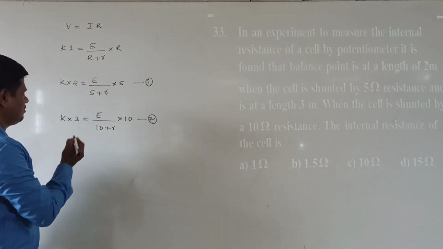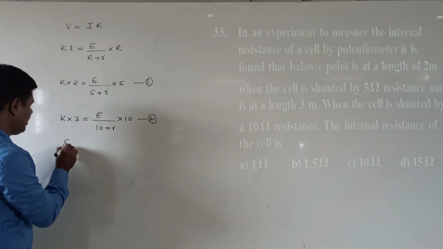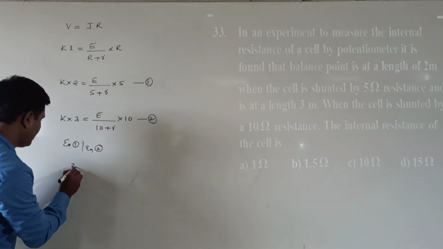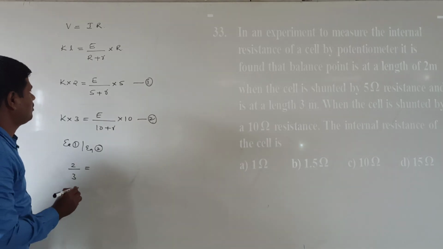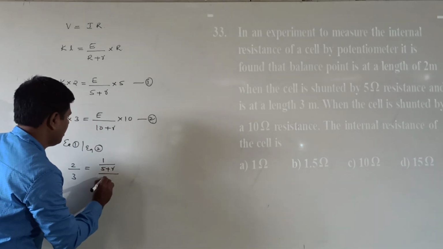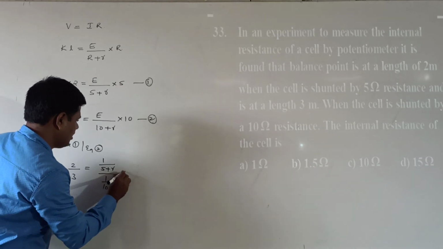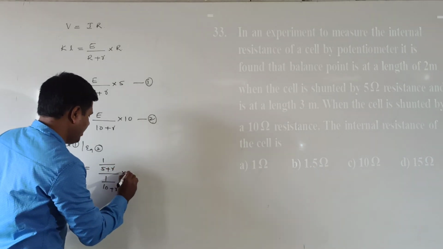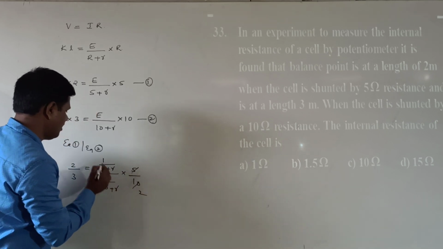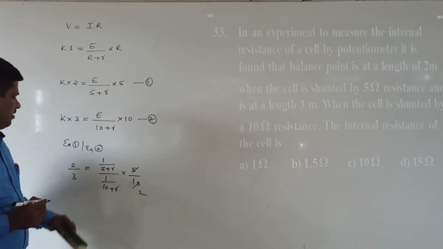Now we divide equation 1 by equation 2. What are we getting here? 2 by 3 is equal to E also cancels, 1 by (5 plus r) by 1 by (10 plus r), into 5 by 10. 5 by 10 means 1 by 2. E also cancels.